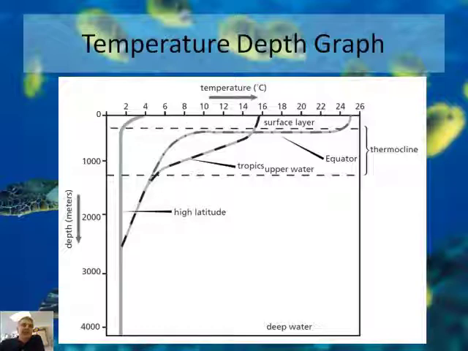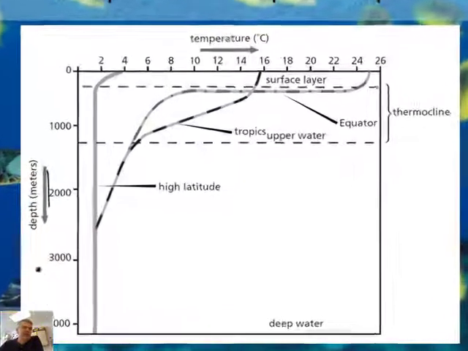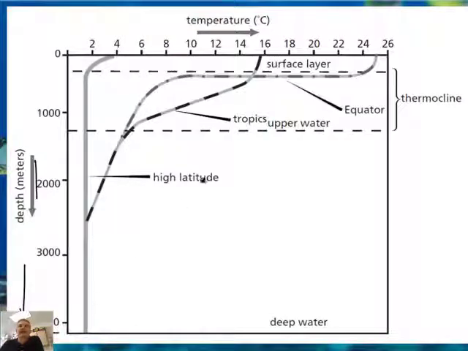So if we look at a graph here of temperature and the depth of the ocean, let me explain this graph. Here's the depth of the ocean in meters as you go down, so deep water right here. And then each of these different lines, this one right here, is for the equator. This next line here is the water at the tropics, and this is water at high latitude, meaning up towards the North Pole or whatever. And what you've got is the temperature here. So it's like 25 degrees Celsius at the equator at the surface.